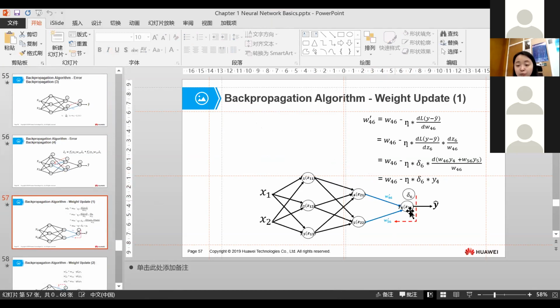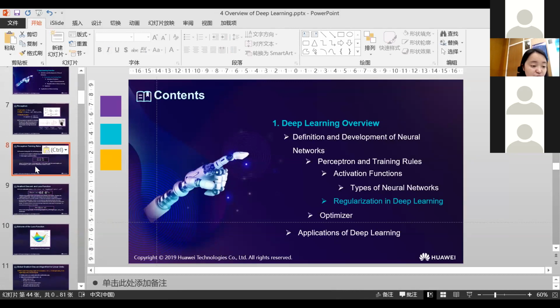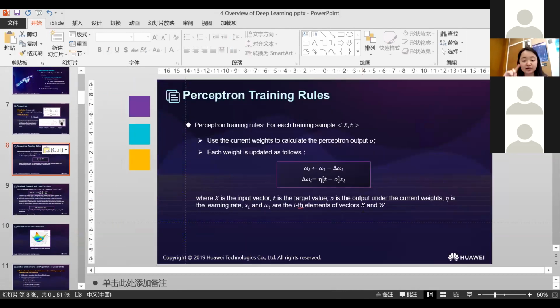And then we will use this error term to update our weights and bias. So how to update the weights and bias? Let's have a look at the algorithm, let's have a look at how to update the weights and bias in neural networks.